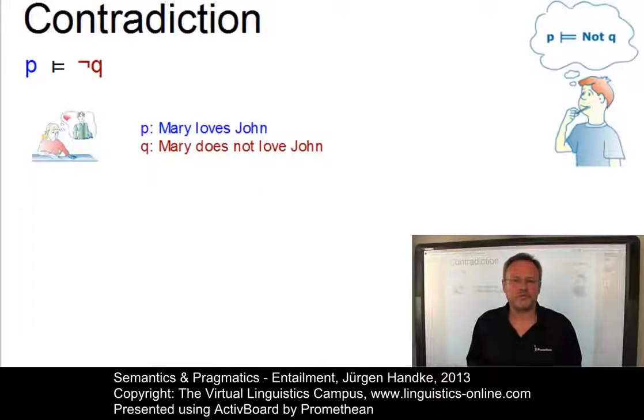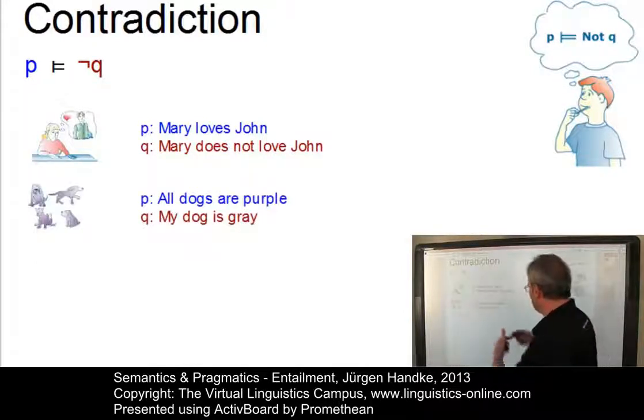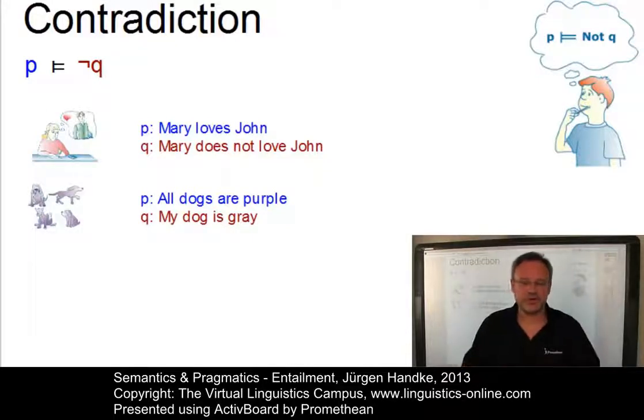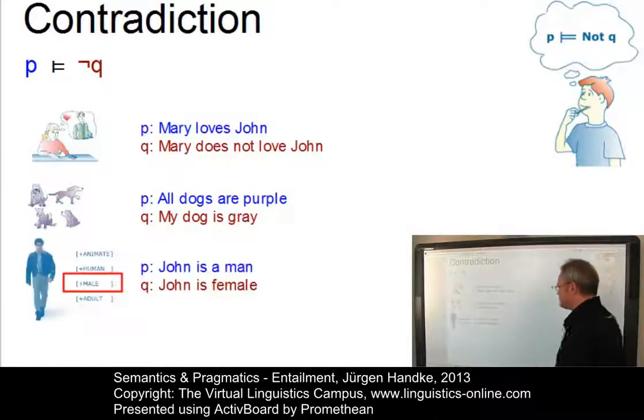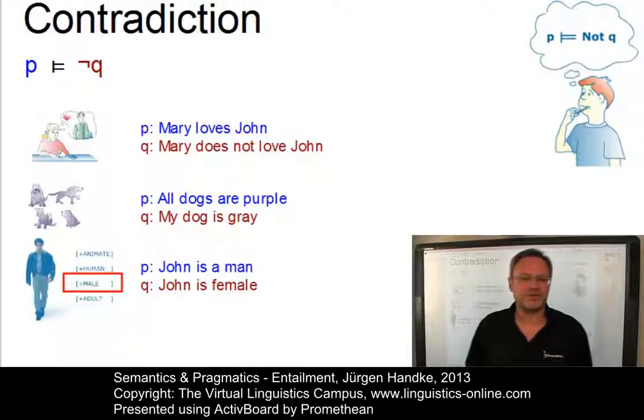Or it may involve general cases of incompatibility, where all dogs are purple contradicts my dog is grey. Here we have incompatibility between purple and grey as 2 colors of the same semantic field. Or we may have cases of semantic feature opposition. John is a man contradicts John is female, again according to a default approach towards gender, sex and age.